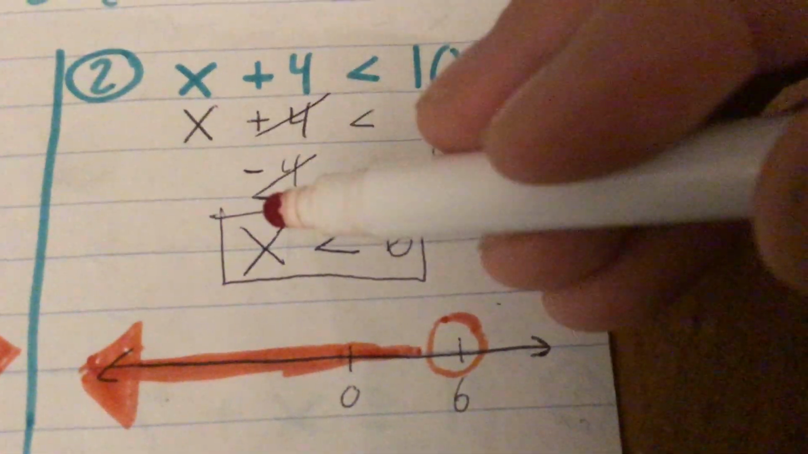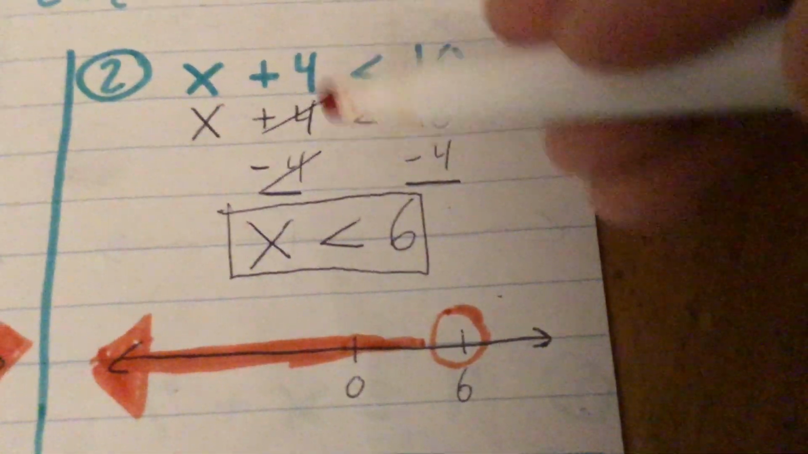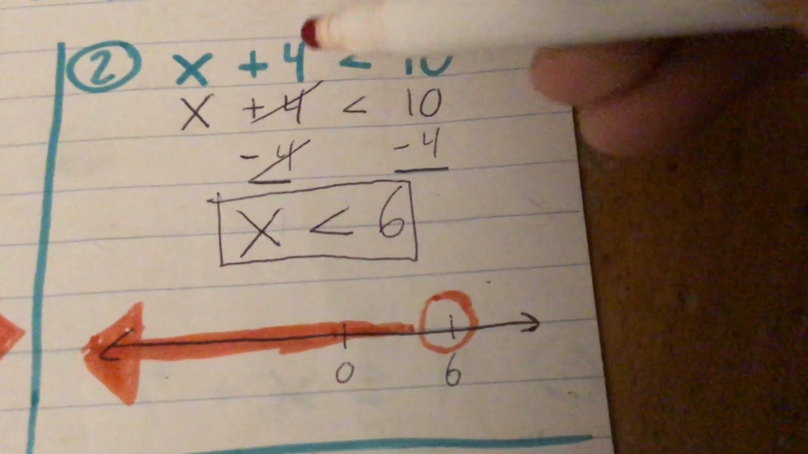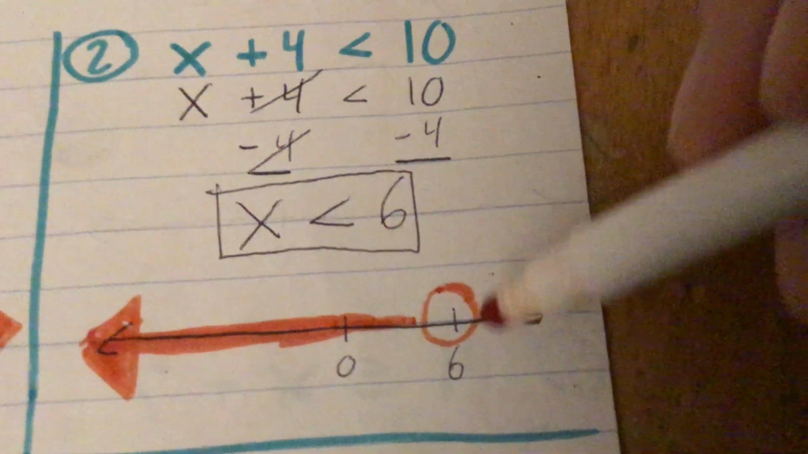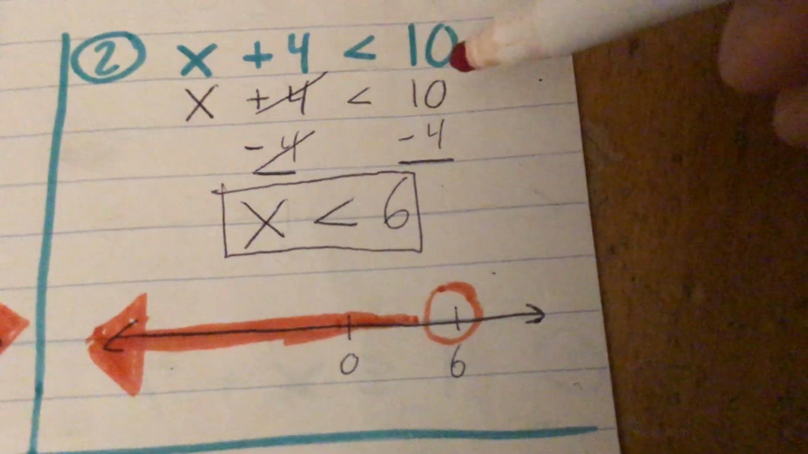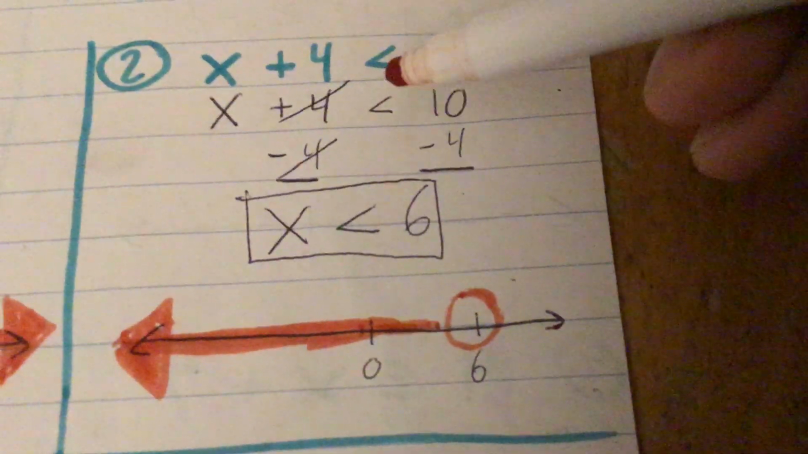No, it's saying all numbers less than 6 are legal. Let's plug it in. Let's go with 5. 5 plus 4, less than 10. 5 plus 4 is 9, and 9 is less than 10. That's true. But if I go with 6 itself, 6 plus 4 is 10 itself. Is 10 less than 10?